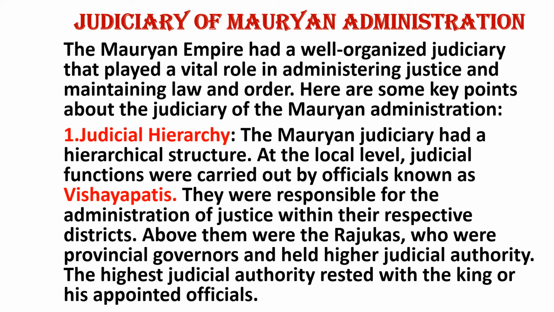First one, judicial hierarchy. The Mauryan judiciary had a hierarchical structure. At the local level, judicial functions were carried out by the officials known as Vishayapatis. They were responsible for the administration of justice within their respective districts. Above them were the Rajukas, who were provincial governors and held higher judicial authority. The highest judicial authority rested with the king or his appointed officials.